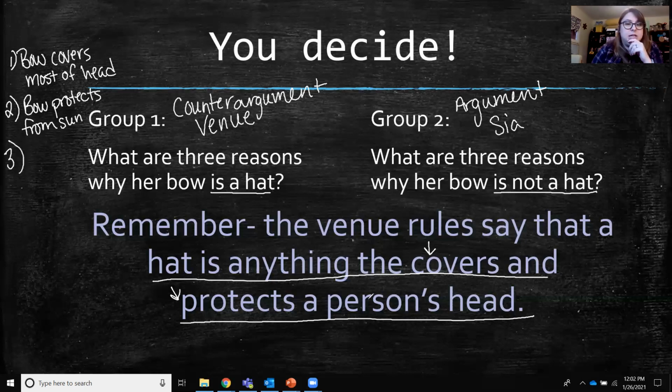Okay, my third reason. Is there anything else in my definition that I can use? A hat is anything that covers and protects a person's head. Well, she is wearing it on her head. So maybe I can say that because it's on her head, it counts as a hat. So I'm going to say that anything on the head counts as a hat.